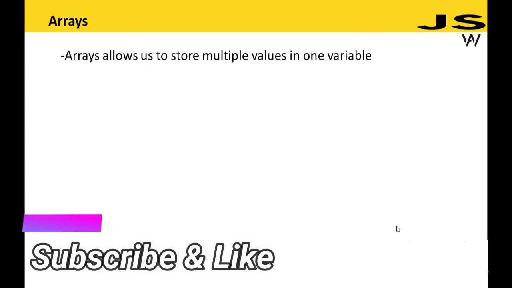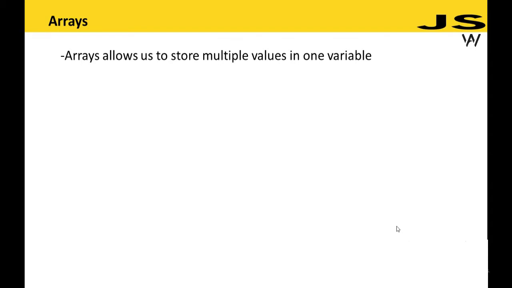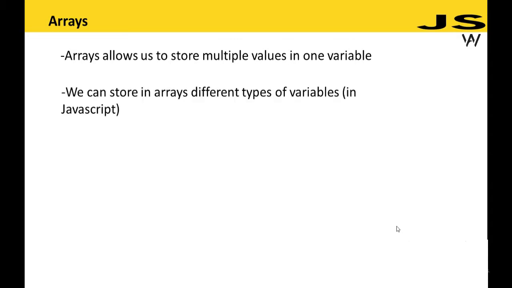We will talk about a new concept called arrays. Arrays are basically a way to store multiple values in one variable. For example, I want to store multiple data in a variable. We also call it a table. In JavaScript we can store different types in arrays. So I can store, for example, a number with a string. Okay, so we will see in the example.